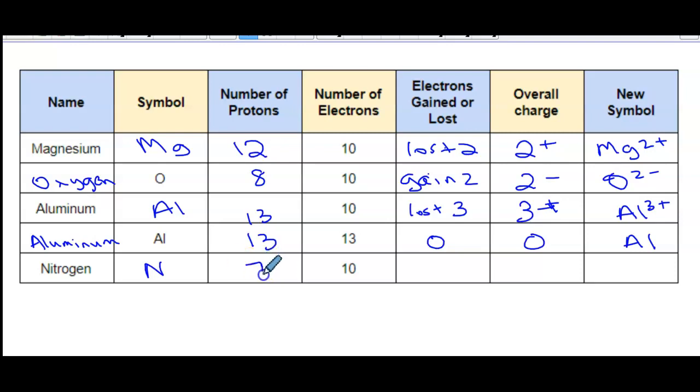Nitrogen has 7 protons and 10 electrons in this case, so it has gained 3 electrons. So it's going to be a 3-, and its symbol will be N, 3-. Feel free to rewind and pause as needed.